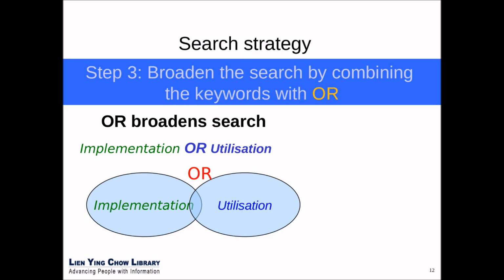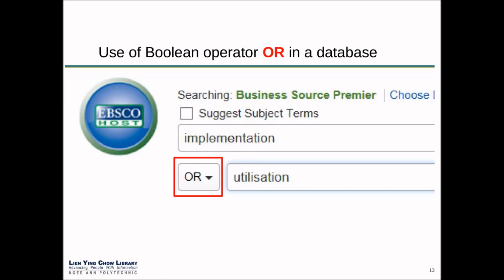In step 3, you want to broaden the search by combining the keywords within the operator OR. For example, if you type the word implementation or utilization, this means you want to search for articles which have the occurrence of either one of these words. This example shows how the operator OR is used in Business Source Premier database. Implementation or utilization will search articles which have either one of these alternative words.